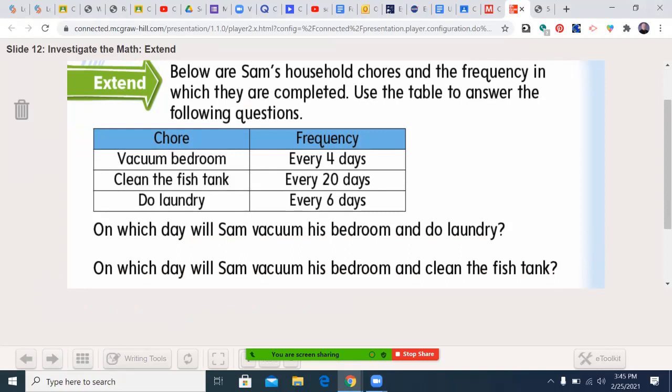Below are Sam's household chores and the frequency in which they are completed. Use the table to answer the following questions. The chores: vacuum the bedroom every 4 days, clean the fish tank every 20, do laundry every 6. On which day will Sam vacuum his bedroom and do laundry? We need something at 4 and 6, so it would be the 12th day: 4, 8, 12, and 6, 12. Bedroom and fish tank will be the 20th day because 4 will go into 20.